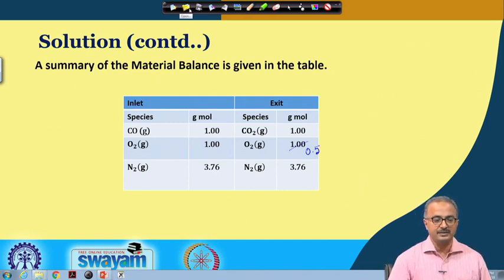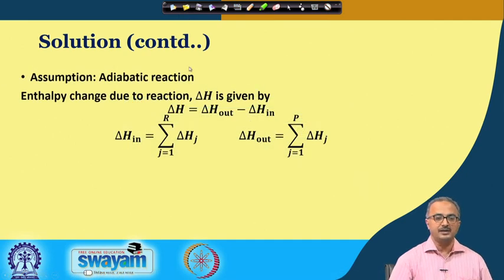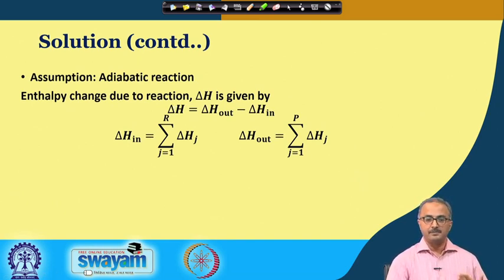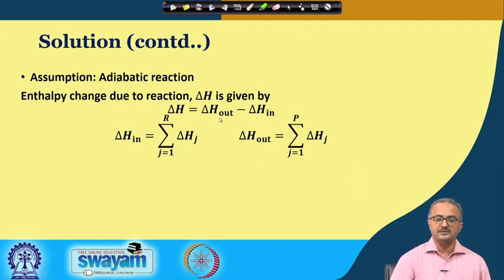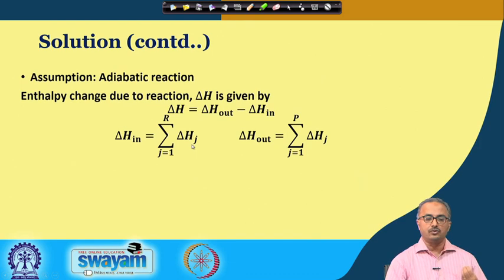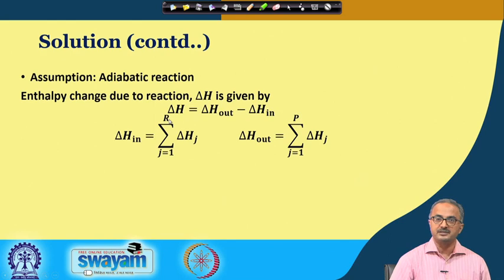So after these material balances, assuming adiabatic conditions, we have to find out the enthalpy of the reaction so that we can find out the temperature. We know that the enthalpy of reaction is given by delta H out and delta H in. In this case the inlet one we know, because we can find out the total enthalpy change associated with each of the components, and outside also the enthalpy change associated with each of the components. Here this R represents the total number of reactants and the P represents the total number of product species.